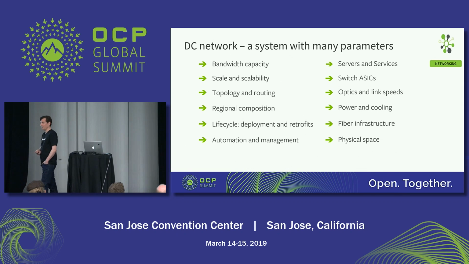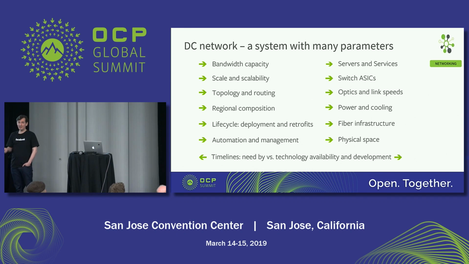On the other hand, there are parameters that are not necessarily directly in the networking domain, such as what are the servers and services? What switch ASICs are available? What are their parameters? What are other hardware components involved? Optics and link speeds, power and cooling, fiber infrastructure, physical space, and more. Underneath it all, there are timelines. When do we need the new network by, versus when the technology is available and how long it takes to develop. And in the case of our F16 design, our need-by was 2019, deployed early 2019.